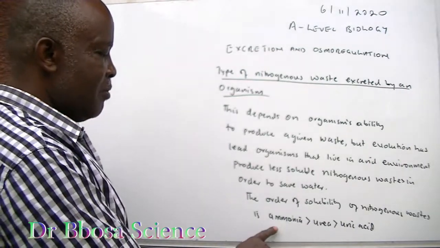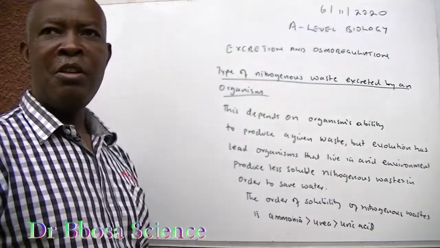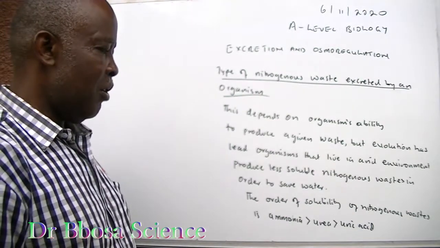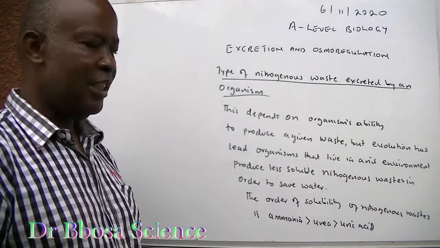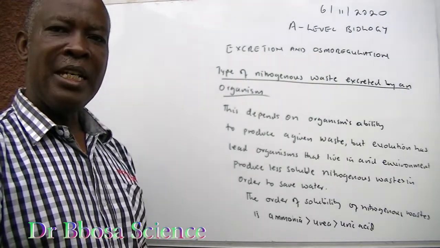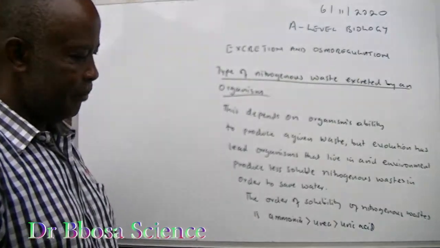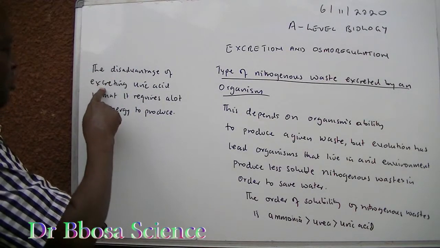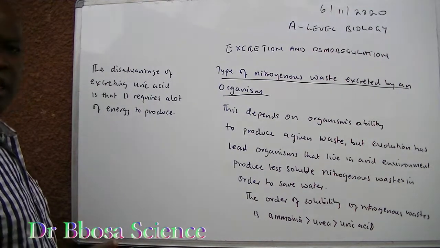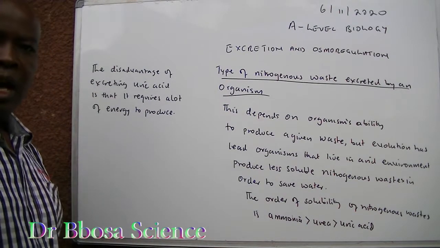Therefore, organisms that live in fresh water will excrete ammonia because they don't have any problem with water, while organisms that have little access to water, such as insects and birds, excrete mainly uric acid. The disadvantage of excreting uric acid is that it requires a lot of energy to produce compared to urea, compared to ammonia.